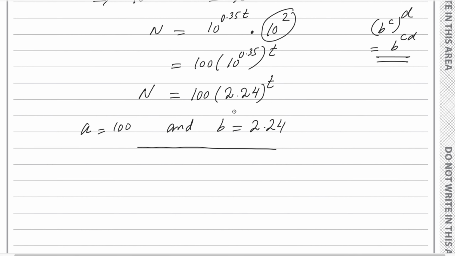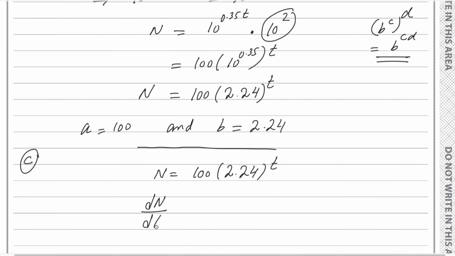Let me write this value again here to solve the last part. We need to find dN/dt. Don't forget this. Okay, so N equals 100 into 2.24 to the power t. We will differentiate this function with respect to t to get our answer.